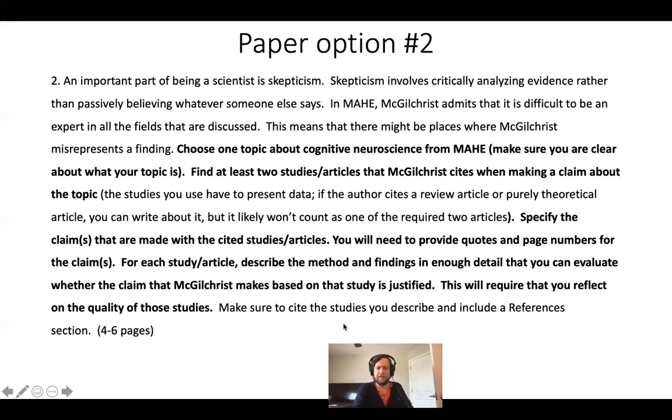I don't really care about APA formatting for the reference section. I just need to know exactly what article. It needs to be not ambiguous at all what articles you're choosing, so that if I want to look at them, I can find them easily. So those are the two paper options. I'm happy to talk more about these if you have questions about them.